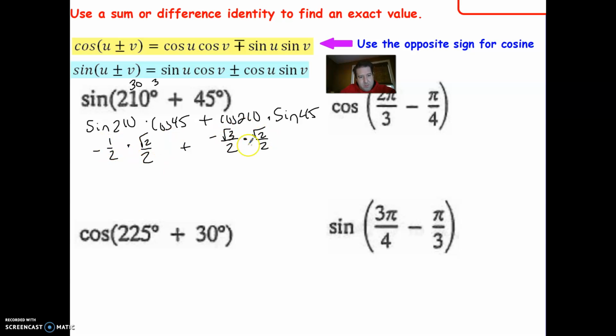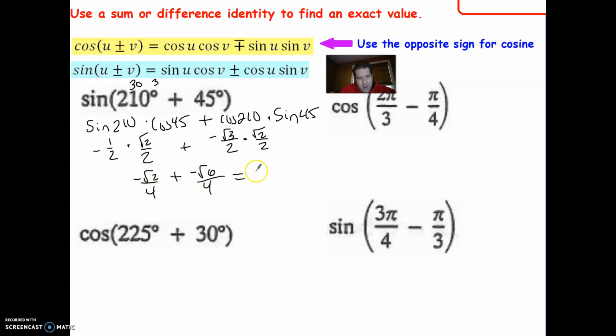I'm going to multiply over here, and then add the two answers together. So I multiply over here. Negative 1 times square root of 2 is negative square root of 2 over 4. And then add that to negative square root of 3 times square root of 2 is negative square root of 6 over 4. And then add those two together.